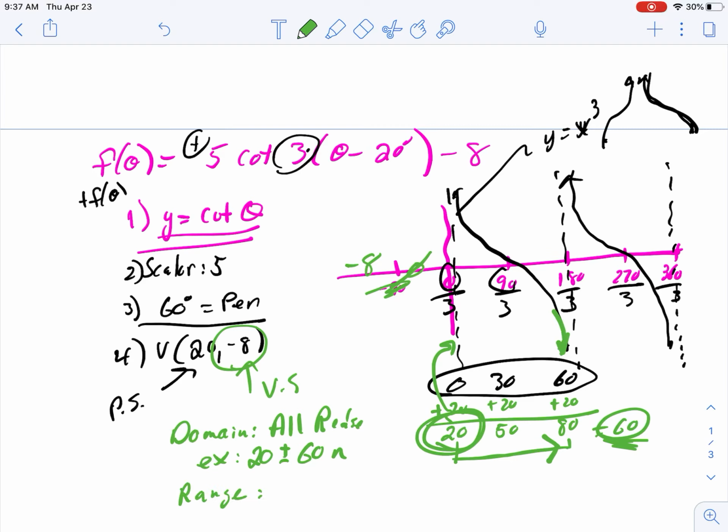And therefore my range, now there's no restriction, so it goes up and down, so my range is all reals. And there's cotangent.